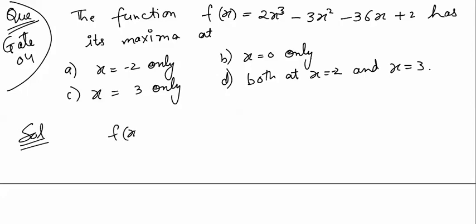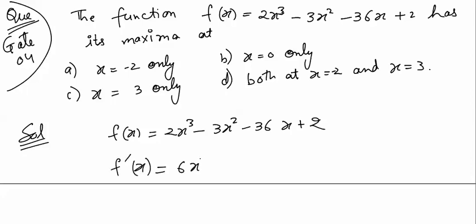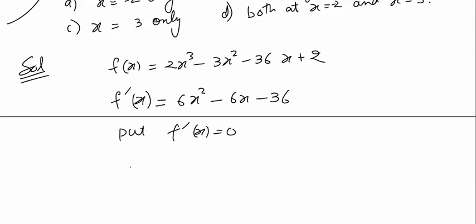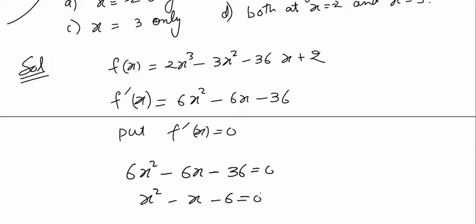You have a function 2x³ - 3x² - 36x + 2. First let us find f'(x). It will become 6x² - 6x - 36. Then put f'(x) equal to 0, which is 6x² - 6x - 36 = 0. You can also say it is x² - x - 6 = 0.